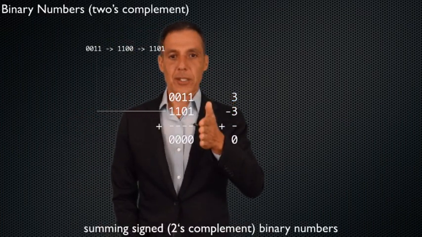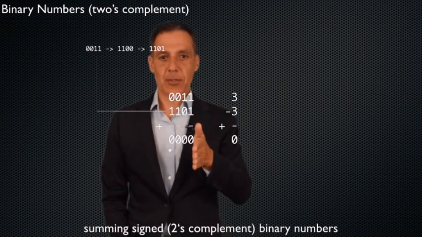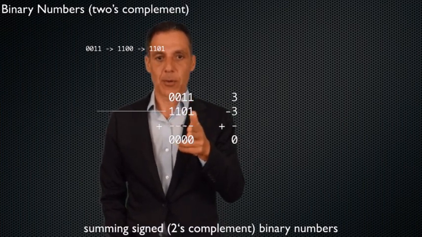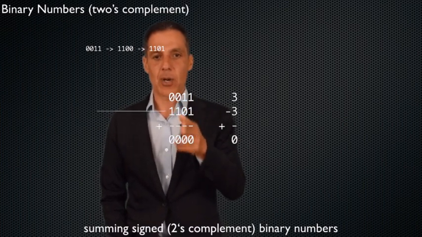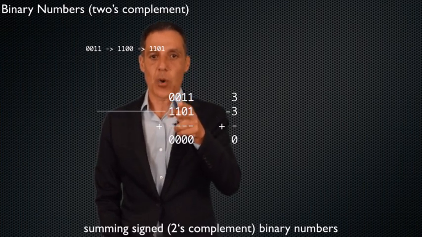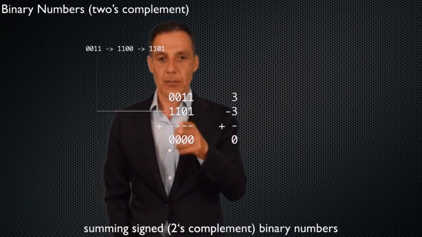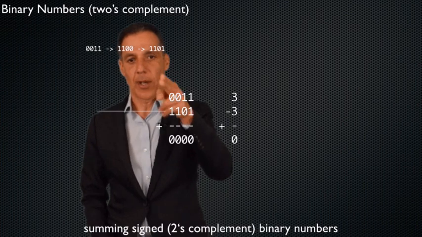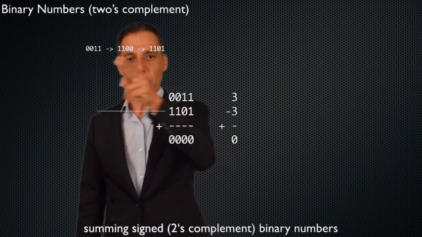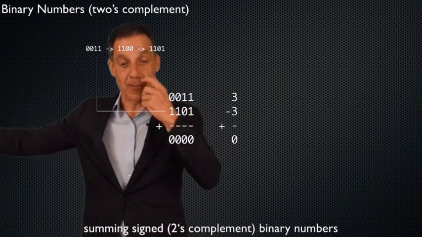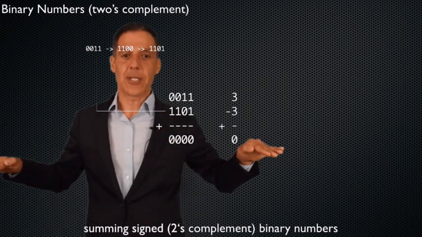All right, 1 plus 1 is 2. Carry the 1, drop the 0. 1 plus 1 plus 0 is 2. Carry the 1, drop the 0. 1 plus 0 plus 1 is 2. Carry the 1, drop the 0. Last one, 1 plus 0 plus 1 is 2. Carry the 1, that's an overflow, it's our 5th bit. Drop the 0, and you get 0.